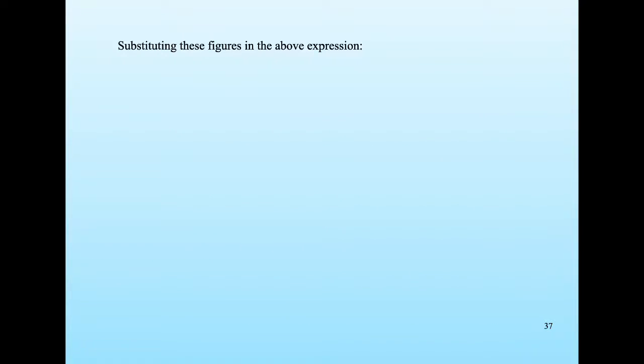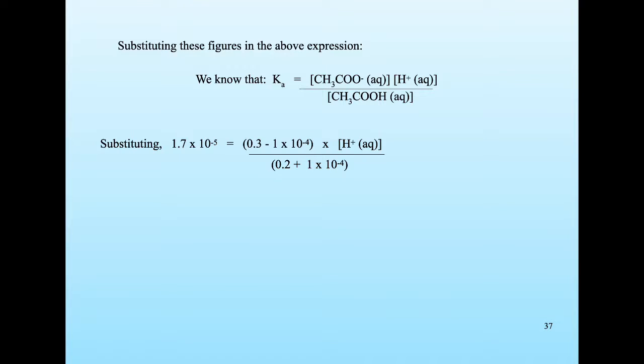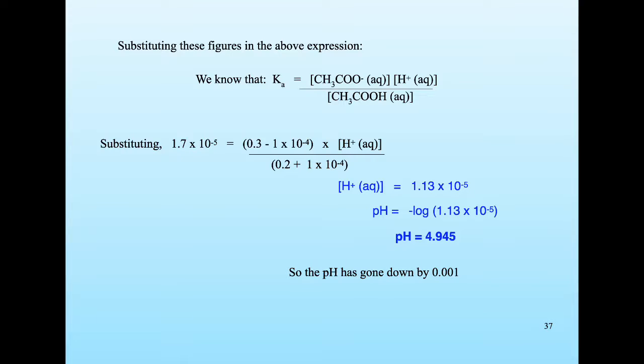If we substitute these figures into the expression we had before, that's the expression for Ka. Remember, this has gone down slightly, this has gone up slightly. So let's have a look at the numbers. Same expression, but 0.3 minus the 1 times 10 to the minus 4, 0.2 plus the 1 times 10 to the minus 4. We can take the number of moles to be concentration because we're working in 1 decimeter cubed. Rearrange that, we get the hydrogen ion concentration, and we can work out the pH, and the pH is 4.945. Well, that's pretty impressive, isn't it? Because the pH has gone down only by 0.001 of a unit. We added a tiny amount of acid and the pH went down a very small amount.